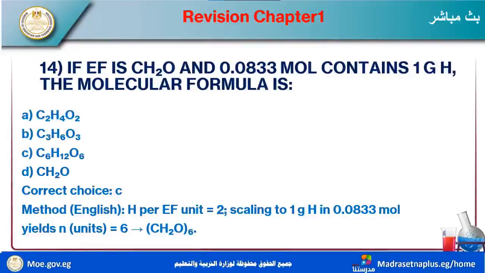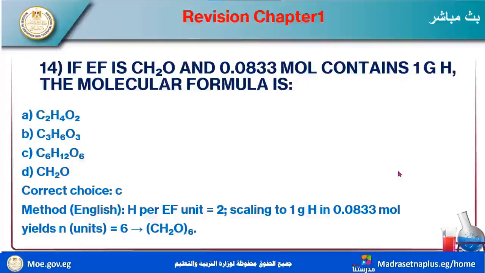Now we have hydrogen in the empirical formula. How many hydrogens here? 2. The mass of hydrogen is 1. So the units are scaled to 1 gram of hydrogen, and the oxygen equals this number. You can predict the total mass.